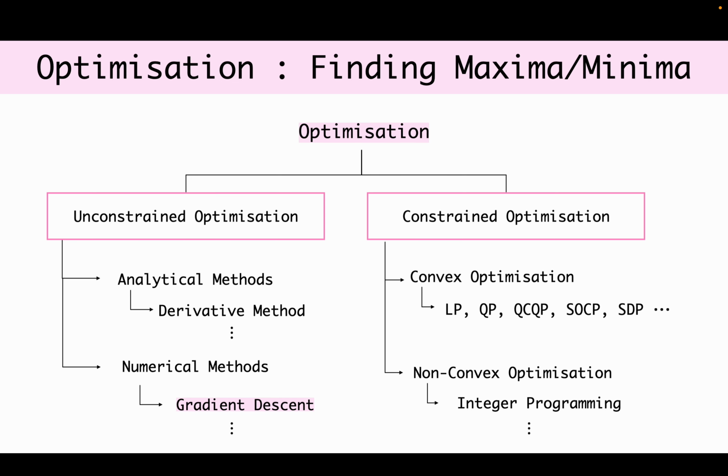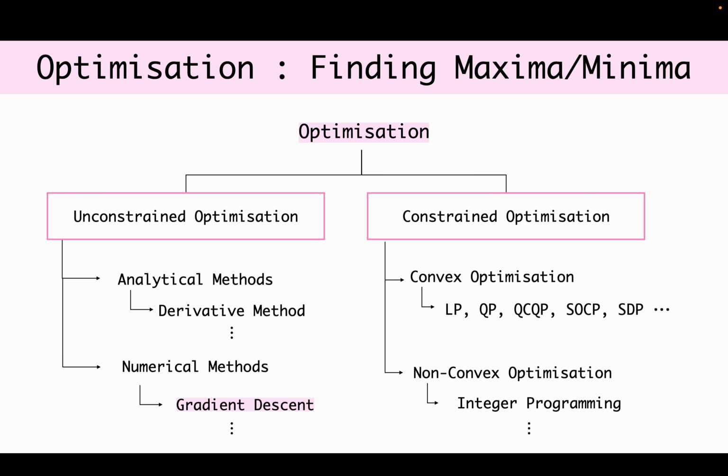So gradient descent is mainly applied for unconstrained optimization, and it is also an iterative approach, and it gives an approximate solution. We don't get any formula, but we eventually reach the solution. So let's see the details of how gradient descent works and also how it is applied in ML algorithms.